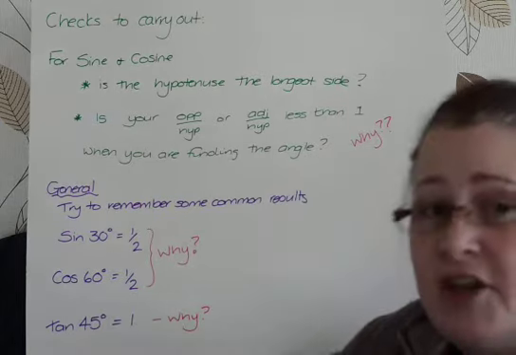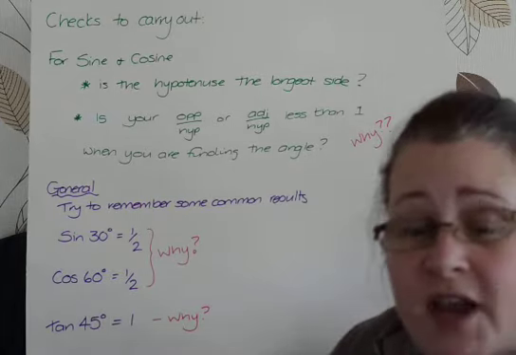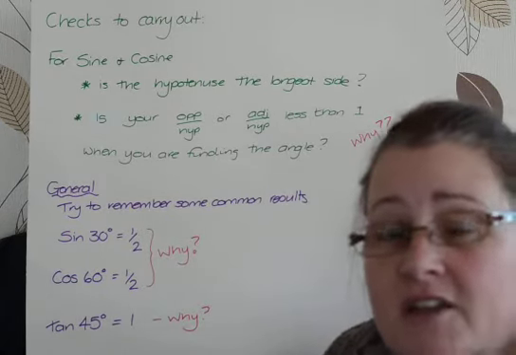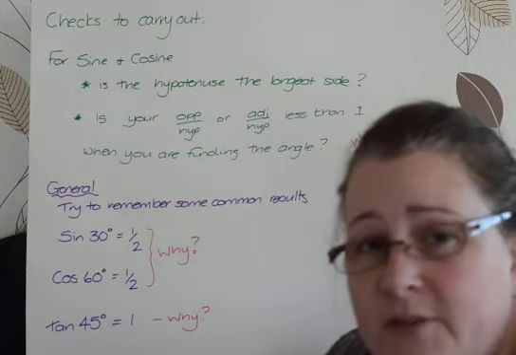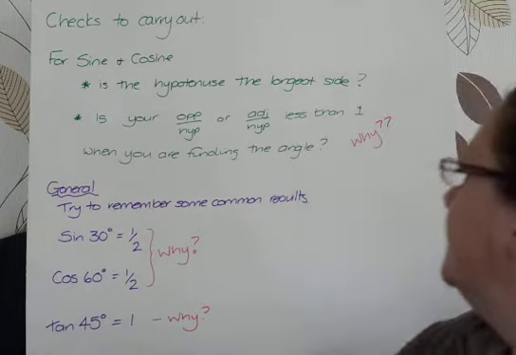So the key checks are for sine and cosine. Once you've done your calculations, check, is the hypotenuse really the longest side? If it's not, you've made a mistake because the hypotenuse is always the longest side.